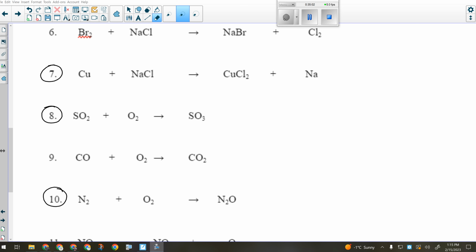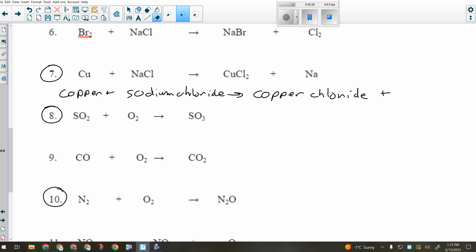Okay, so for number 7, we've got copper as a metal, reacting with sodium chloride, an ionic compound, producing copper chloride, but it's going to need a Roman numeral, and sodium. All right, so I've got to get the Roman numeral in here for copper. Chlorine is a -1, so that gives me -2 on this side. And so this copper has to be the +2 copper, so Roman numeral 2. So that's what it should look like written out in words.